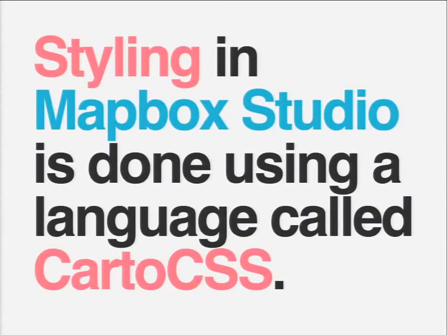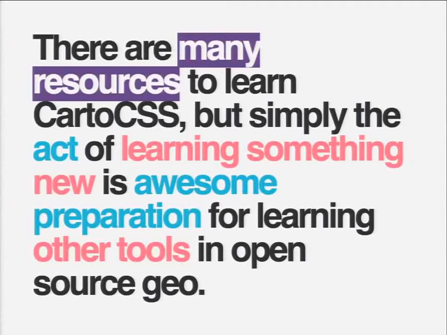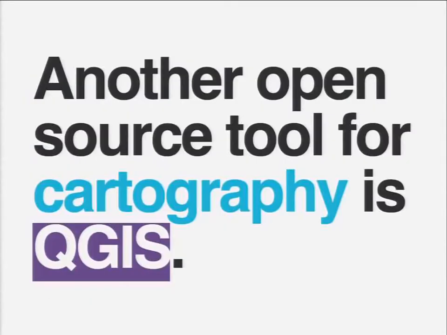And styling in Mapbox Studio happens with a language called CartoCSS. There are many resources to learn about CartoCSS, but simply the act of learning something new is awesome preparation for learning other tools in open source geo. So Mapbox Studio is a great place to start, partly because you don't have to do the data wrangling, but also partly because you have to learn something new in order to make it work for you. And those two pieces are good starting points.